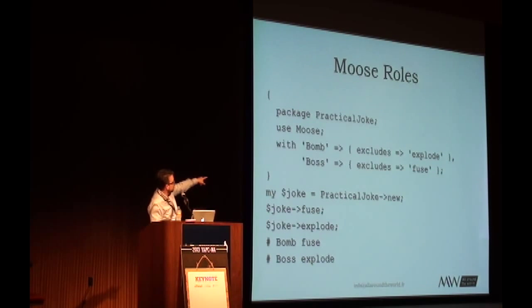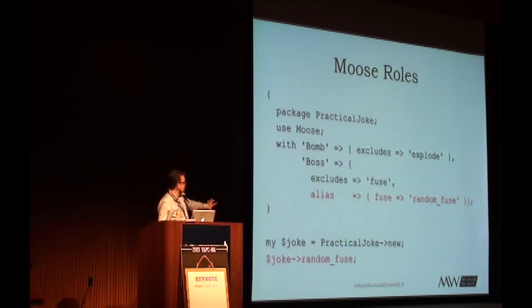So instead, with our bomb, we exclude the explode method because we don't want to kill anyone. With our boss, we exclude the fuse method because we'd like to know when it's going to blow up. And then we run the code, and down at the bottom, you see we have bomb, fuse, and boss explode, exactly the behavior that we wanted. Fine-grained control of picking out the bits that we want, so the person composing this class gets exactly what they want, and the issues you have with inheritance go away.